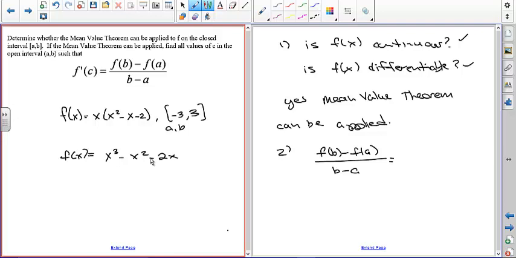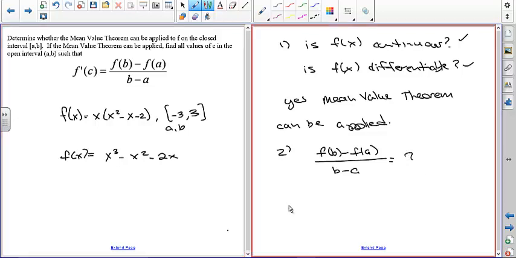Okay, so what do we get for a slope? Maya, what'd you get? 7? That sounds right. Yep. Okay. So what was f of -3? -30. And f of +3 was 12. Okay. So what we have is 12 minus the -30 divided by 6. So that's 42 divided by 6, which is 7. So that's the value of the slope.